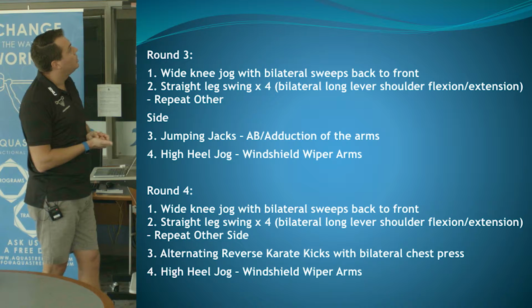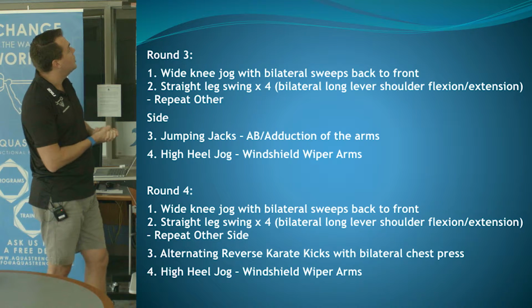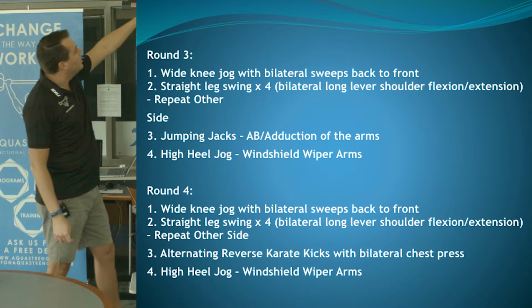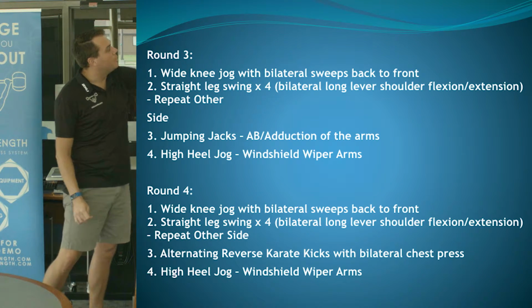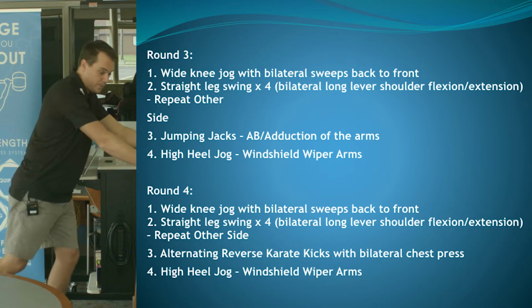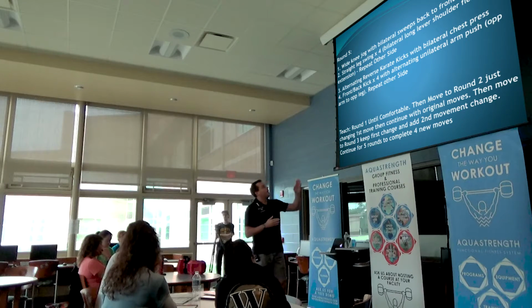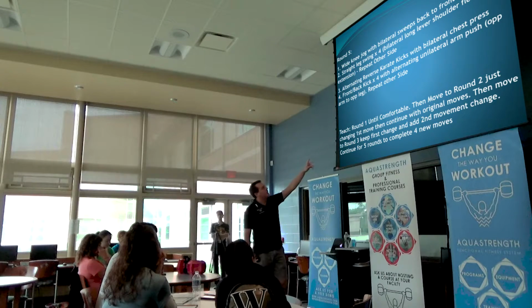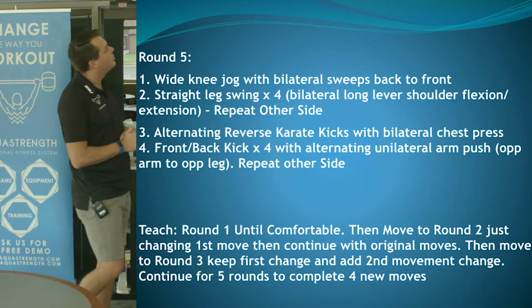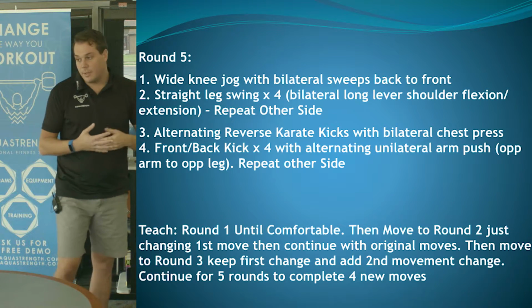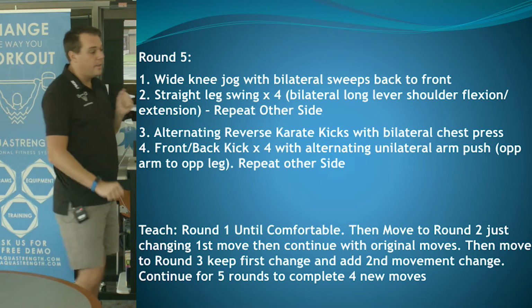Okay, so this is a bilateral long lever, shoulder flexion and extension. Repeat the other side. And then when you're in round 4, you're doing alternating reverse karate kicks with bilateral chest press. Okay? And then your 5th round here is a front back kick, replacing the last move with a front back kick times 4 with alternating unilateral arm pushes, opposite arm to opposite leg, and repeating the other side. Okay, front back.